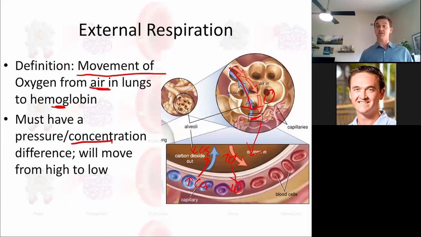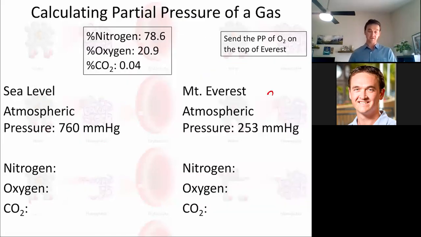That's the external respiration. Okay, so let's talk about just exactly how we measure that concentration. I said it's going to be in terms of pressure. It's in something that we call partial pressure. And that partial pressure is something that you're going to have to know how to calculate. I will give you some of the information you need, but you will need to memorize some of the information. The main thing I want you to memorize is this.